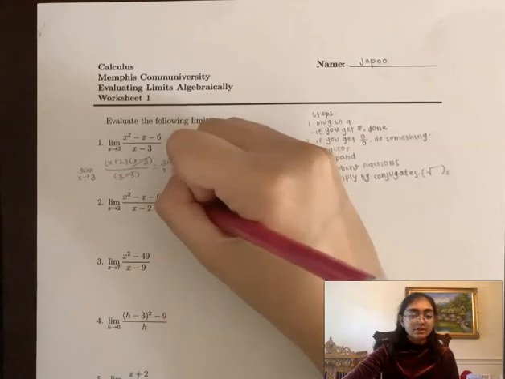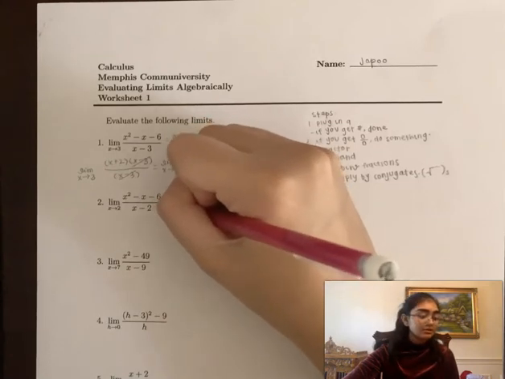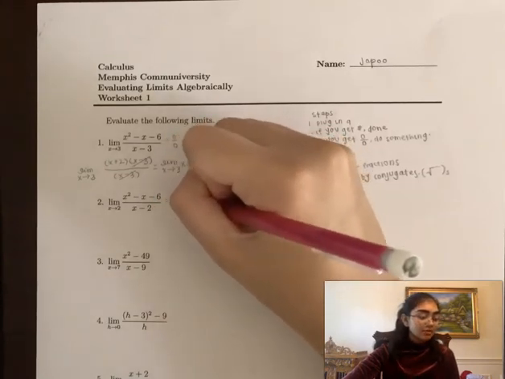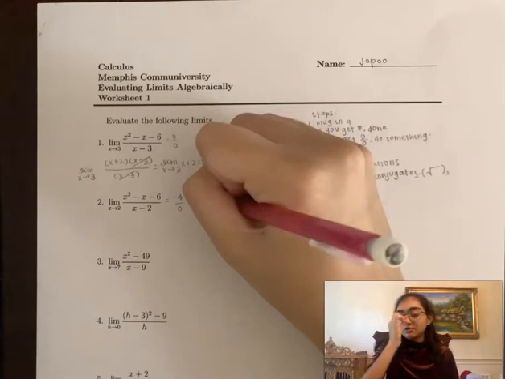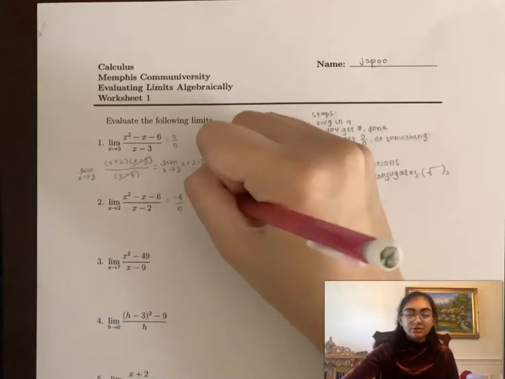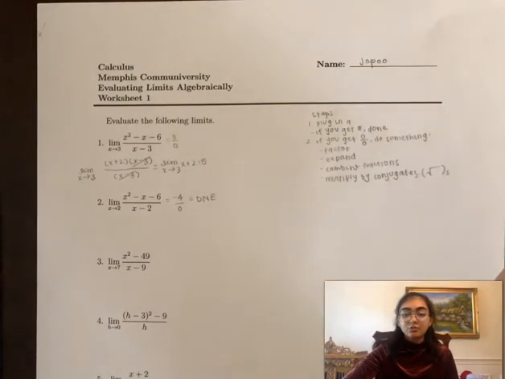So moving on to number 2, if we plug into the top, we're going to get 2 squared minus 2 minus 6, which is equal to negative 4, and 2 minus 2, which is equal to 0. So since we have negative 4 over 0 as our answer, and that does not exist, we already have our answer and we don't need to go on to step 2. We're done here.